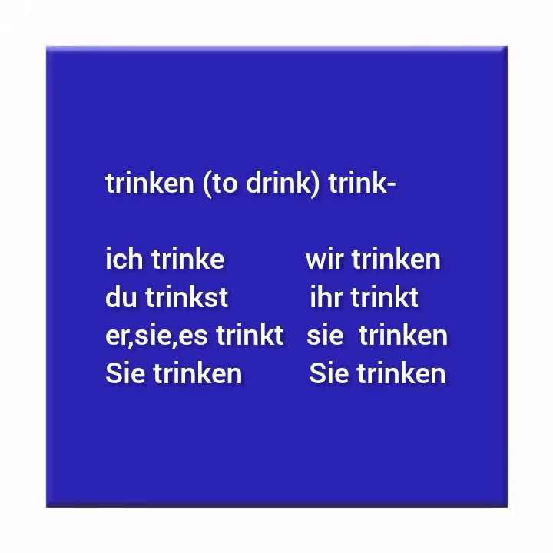And then under du is du trinkst. Du trinkst, you are drinking. Er, sie, es trinkt. He, she, it is drinking. So this er, sie, es trinkt can mean he, she, it is drinking, or just he, she, it drinks. And then Sie trinken, you're drinking. Wir trinken, we're drinking. Ihr trinkt, and then sie trinken, they're drinking. All right, so you're seeing there's a pattern that these types of verbs follow.